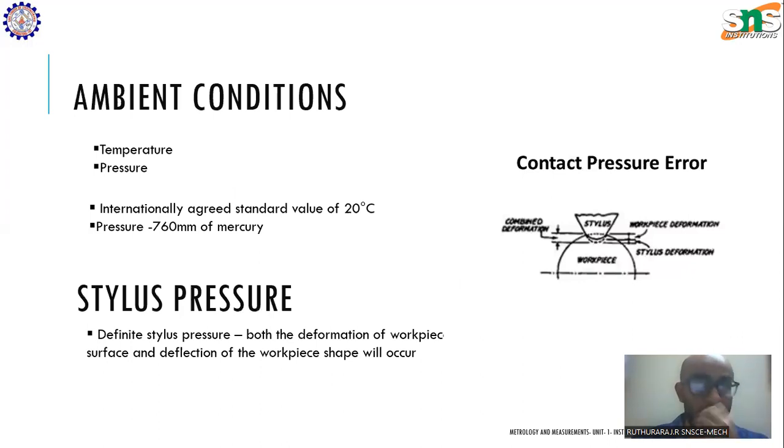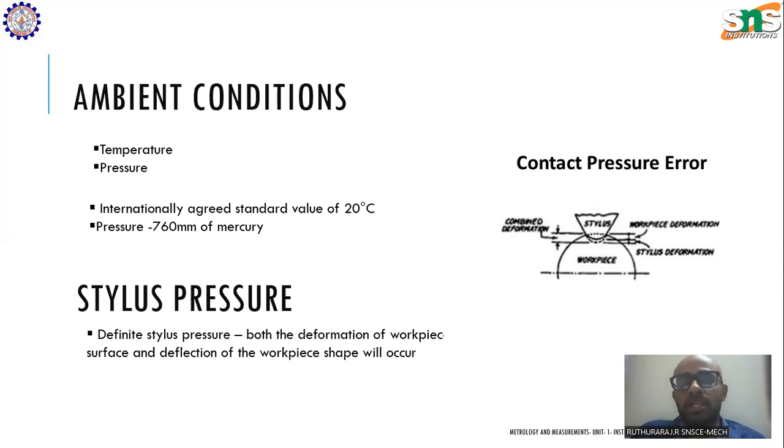The next one is ambient conditions. Ambience means the surrounding region of your measuring instrument. Ambience determines the performance of the measuring instrument. If you are measuring in a hot or a cold condition, variation will be shown by the measuring instrument.